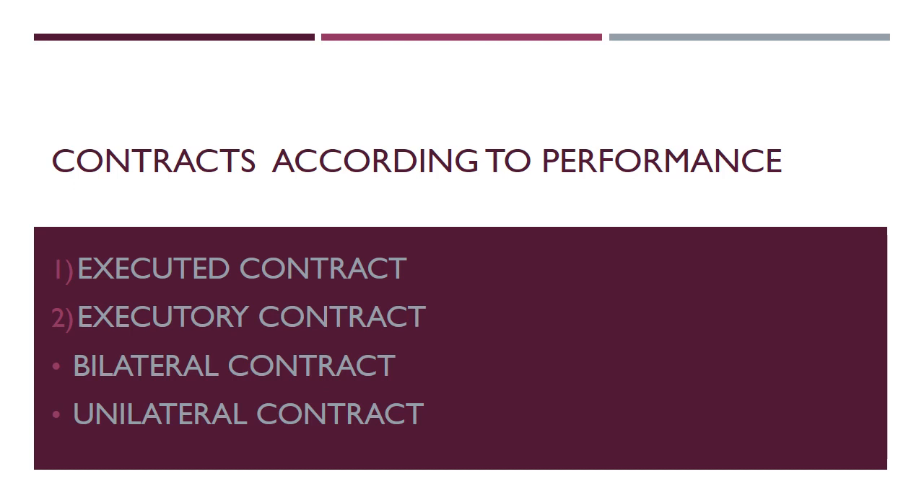On that basis, contracts are classified into two main sections, that is executed contract and executory contract. And again, executory contract can be classified as unilateral contract and bilateral contract. So let's move forward and see what they actually mean.